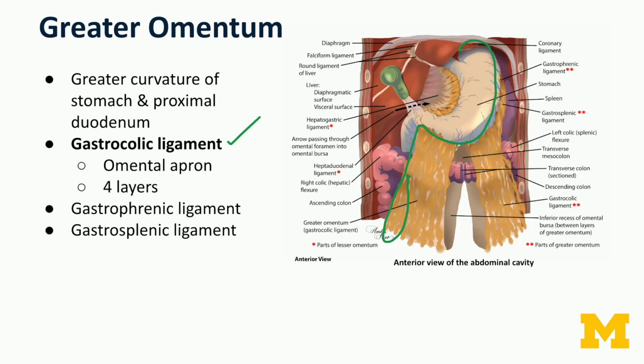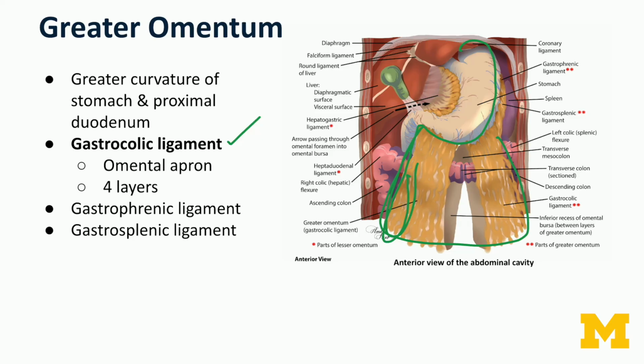That is quite a large structure that is imbued with quite a bit of visceral adipose tissue or visceral fat. It's 4 layers because it's a double layer that doubles over on itself. So we have 4 layers of visceral peritoneum there. And we oftentimes will refer to this as the omental apron because it hangs down anterior to the transverse colon and much of the abdominal pelvic contents. And so to see anything deep to that, you'll have to peel back the gastrocolic ligament.